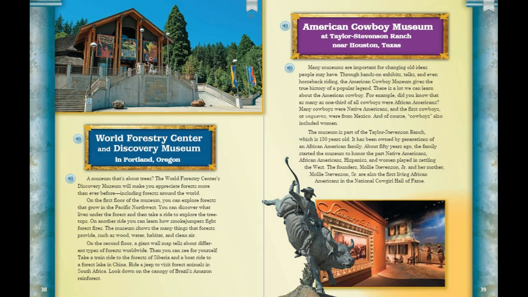Remember that a fact is a statement that can be proved true. So what is a fact about museums? An opinion is a thought, belief, or feeling. What is an opinion about museums? Now, to distinguish between things is to tell the difference between them. So how can you distinguish between the National Air and Space Museum and the American Cowboy Museum?